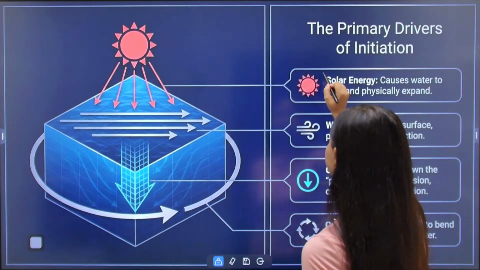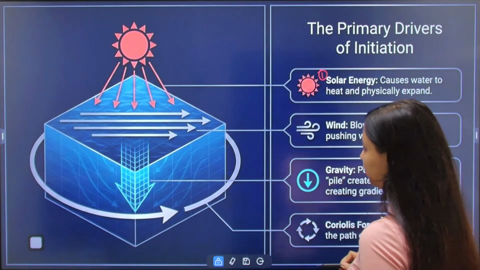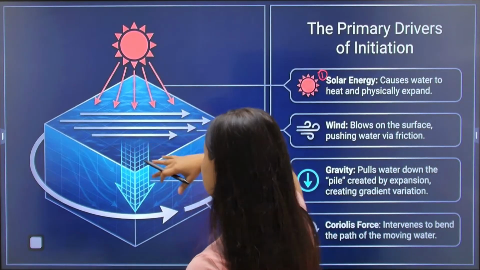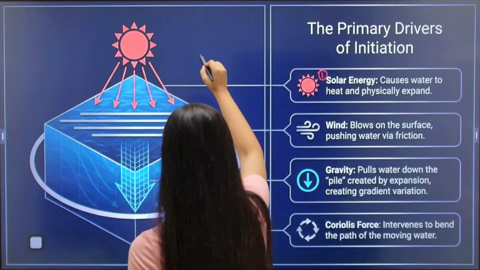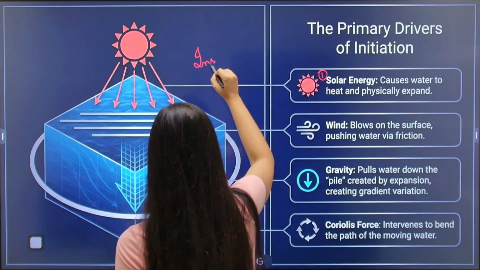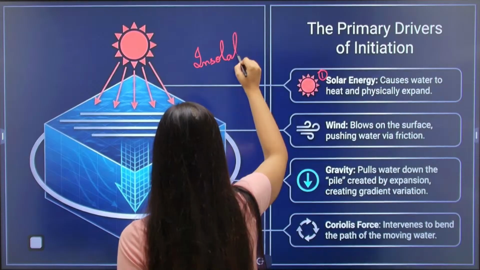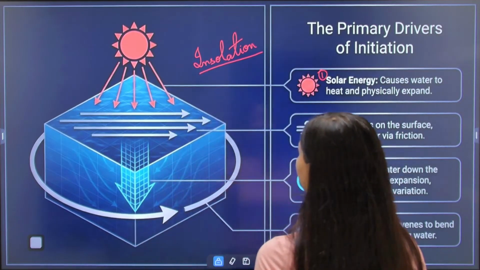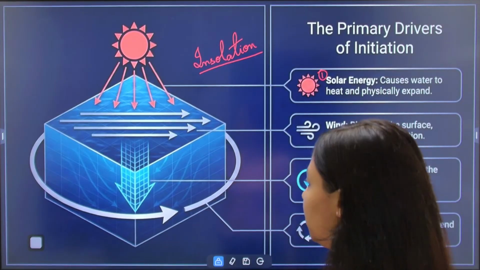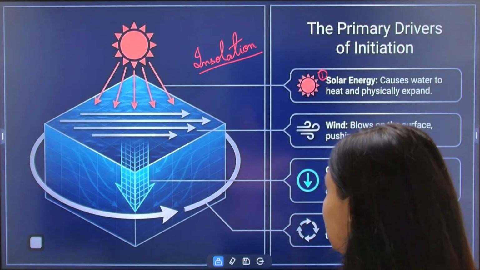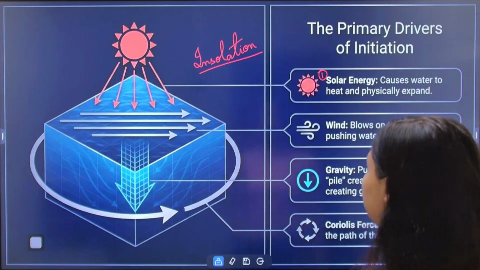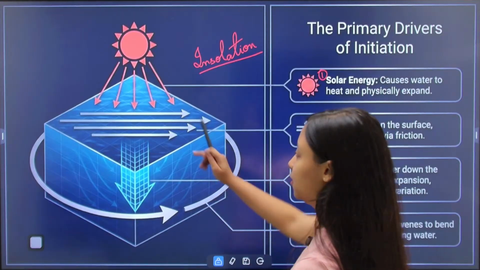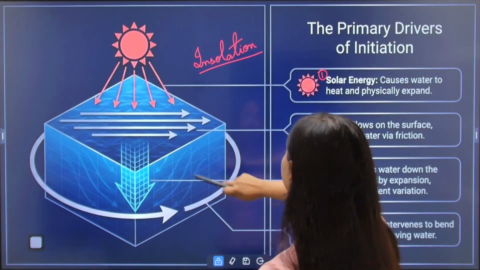The first one is solar energy. Solar energy coming from the sun is basically known as insolation, right? And insolation is responsible for life being possible on our earth. If we did not have energy coming from the sun to our earth, then life here would not be possible because it would be too cold. So we need that heat from the sun.